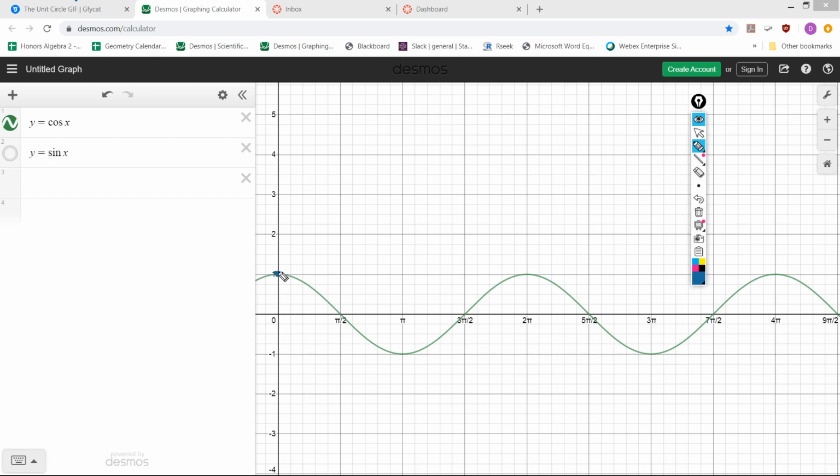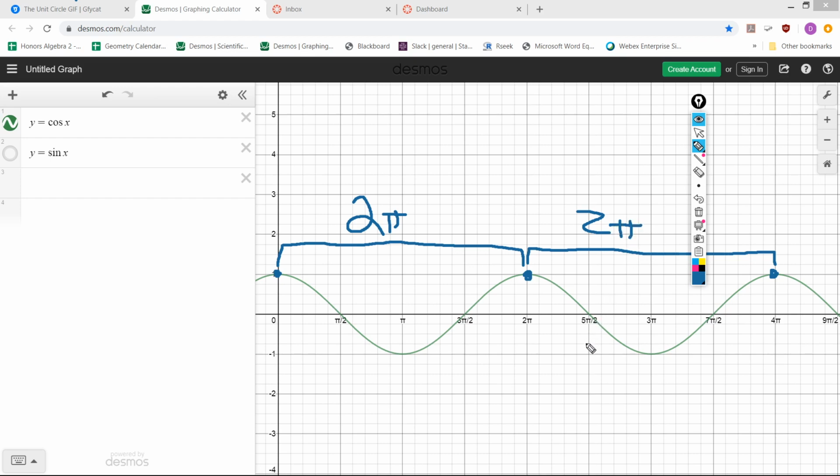So from 0 to 2 pi, that's how long it takes for this to repeat and be back at 1. And then the next time it's back at 1 is at 4 pi. So from 2 pi to 4 pi, that's how long it takes to repeat. What's the distance on the x-axis between 0 and 2 pi? It's 2 pi. That's our distance. What's our distance from 2 pi to 4 pi? It's 2 pi, okay? So this right here, this is our period.